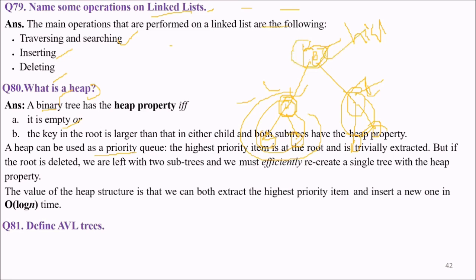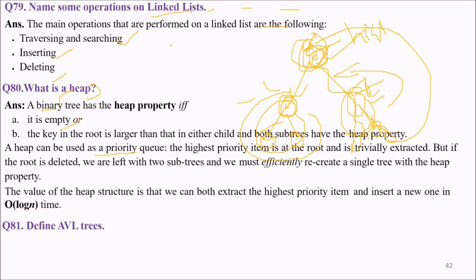But if the root is deleted, what are we going to do? We are left with two subtrees. So we must efficiently recreate a single tree with the heap property. What we generally do when we delete is take the rightmost or the lowest element, which is transferred to the root, and it is allowed to flow down to the proper position.